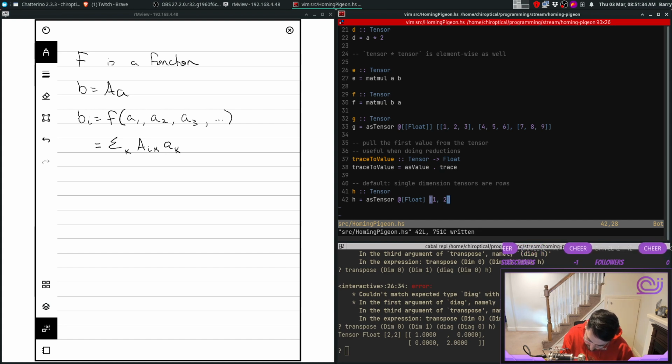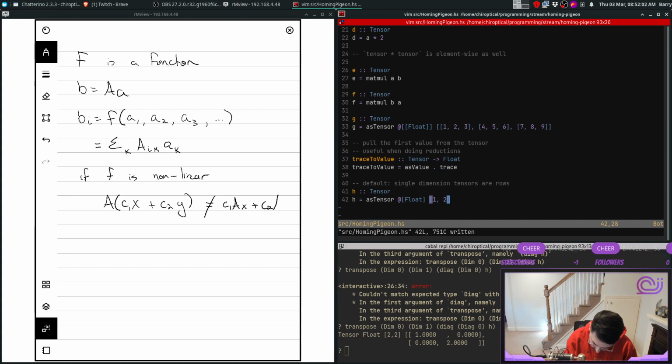If function f is not linear, then A is not generally equal to c1 A x plus c2 A y.